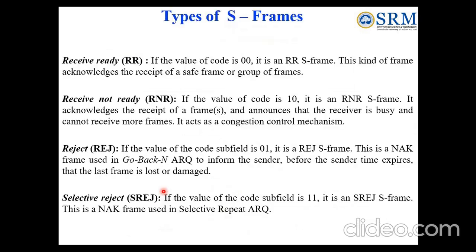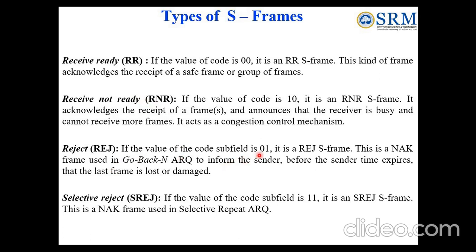So let's see what all of that is. Receive ready: if the value is 0, 0, it is receive ready. It acknowledges the receipt of a safe frame or group of frames, since cumulative acknowledgement is possible in the last 2 ARQs. Receiver not ready: if the receiver is not ready, the sender has to stop sending frames. Then RNR, 101, is given.